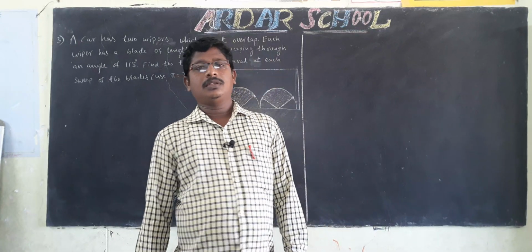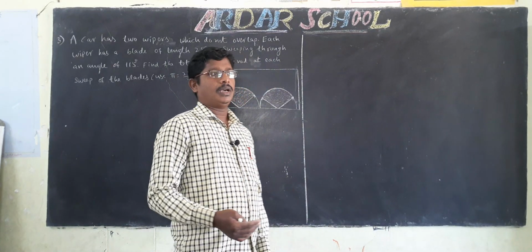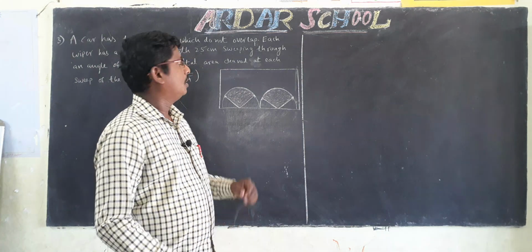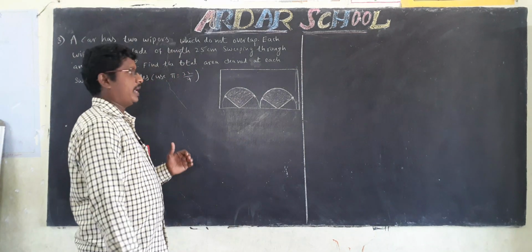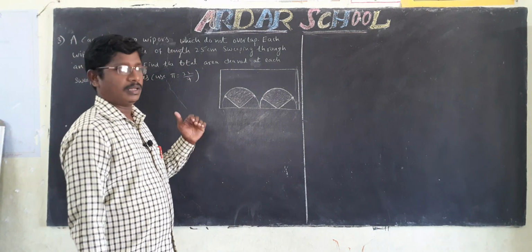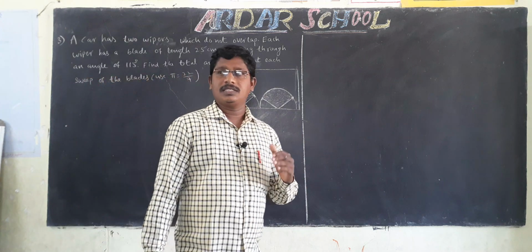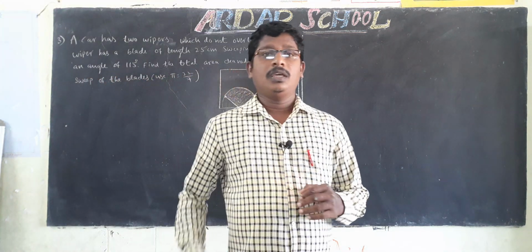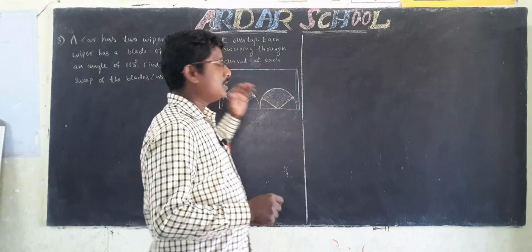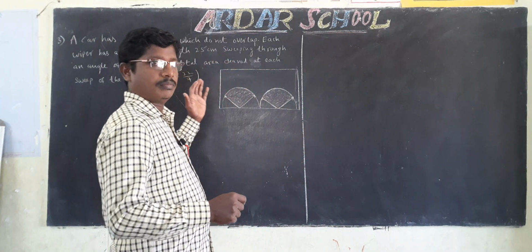Hi students, in the previous video I already discussed sums 1, 2, 3 of exercise 9.3 of the chapter Tangents and Secants to a Circle. Now I will discuss the third sum of exercise 9.3.